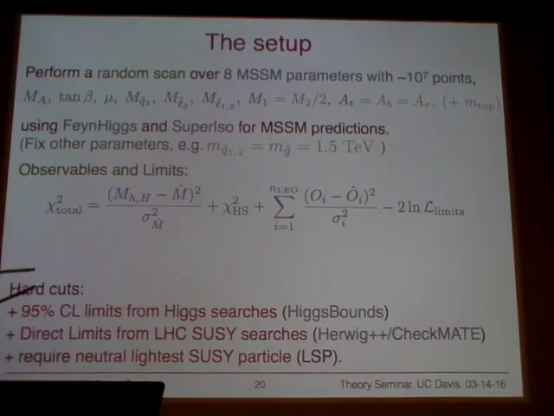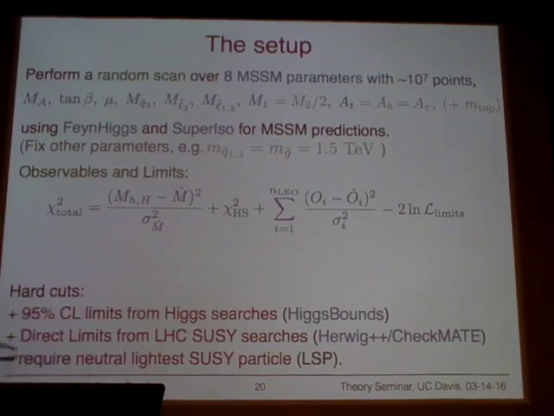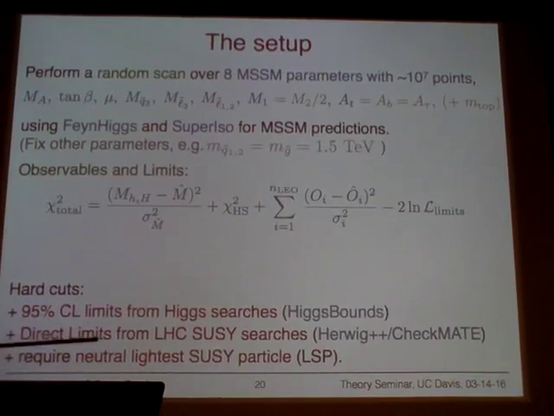And then we have some additional constraints as hard cuts applied from Higgs searches, here the 95% confidence level limits, and then we also test the most favorable points against the LHC searches in the SUSY analyses, where we generate events with Herwig and process them with CheckMATE, which checks all these analyses from ATLAS and CMS and says if your model is excluded or not. And we have a neutral LSP.